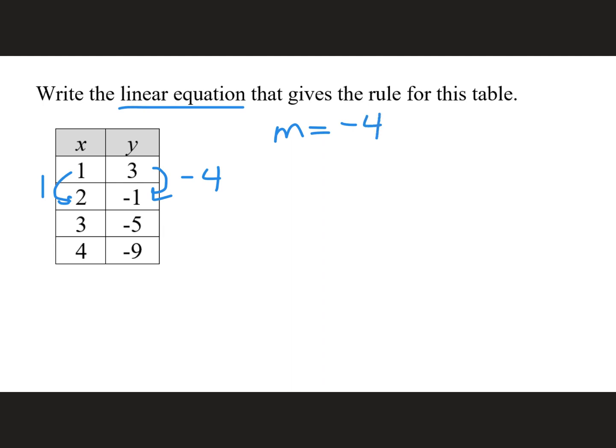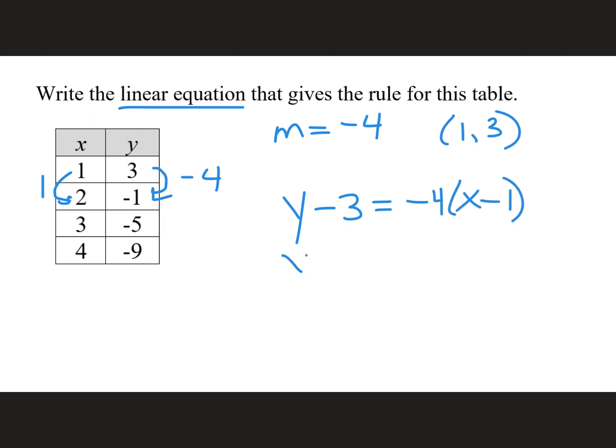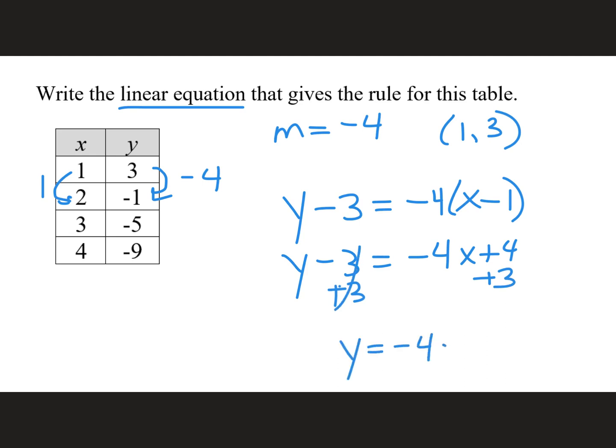I'm going to use any of those points, so I'm just going to go ahead and use (1, 3). So y minus 3 equals -4(x minus 1). Let's see, y minus 3 equals -4x plus 4. Then I'm going to add 3 to both sides. And I get y equals -4x plus 7. There you go. All right, not too bad.